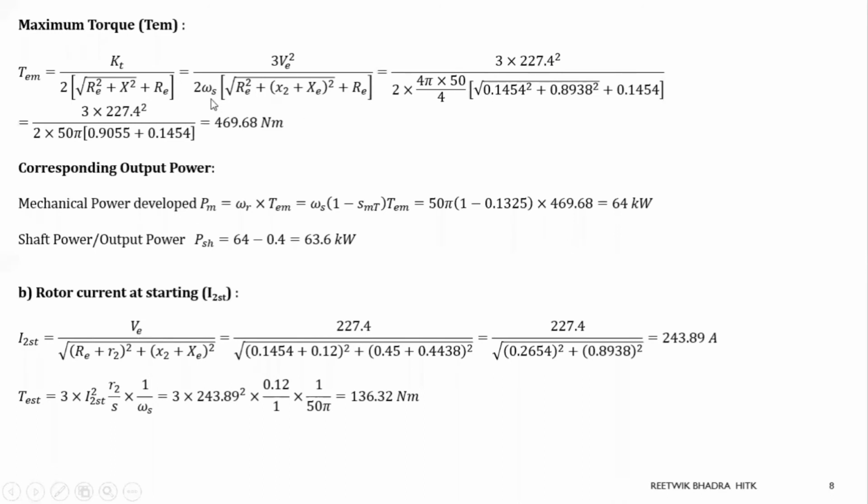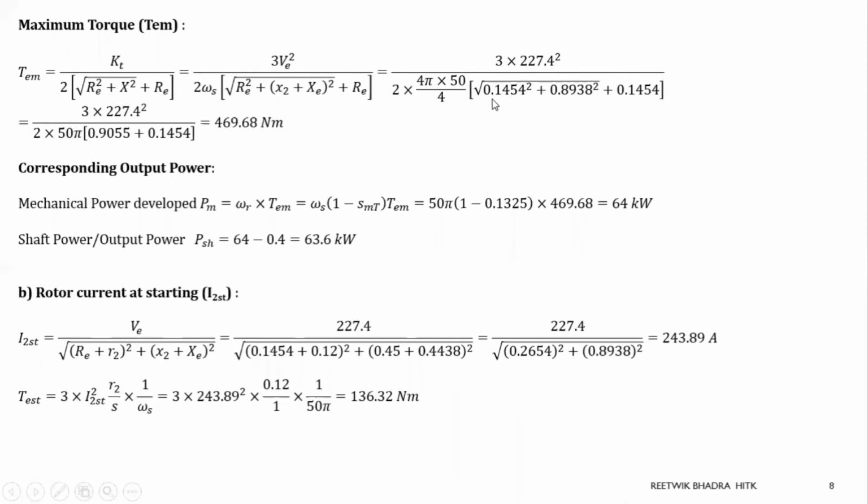What is omega s? 2 pi ns by 60. You can convert that ns into radian or write it as 4 pi f by p. So 4 pi f by p I have written. You can write 2 pi ns by 60. According to that also same formula will come, no problem. So 4 pi into 50 was our frequency. What was our number of poles? P.